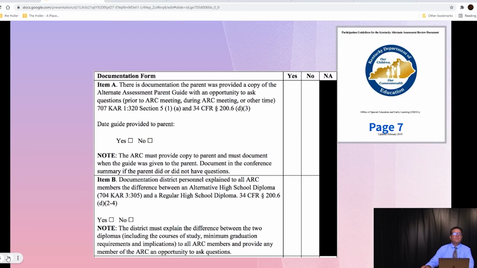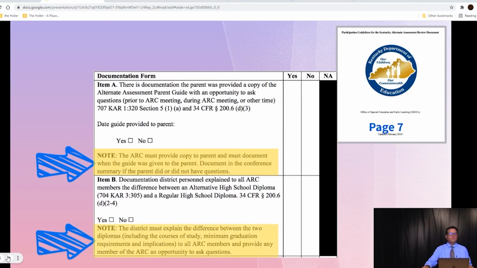And then in item B, we're looking at the alternative high school diploma versus the regular high school diploma, and it says the district must explain the differences, including the courses and the requirements and the implications of each to all ARC members, and gave those members an opportunity to ask questions about that process. So it's very important to hone in on, as we've got them highlighted and got an arrow to them, that we look at the notes around each of those items on the participation guidelines record review document.